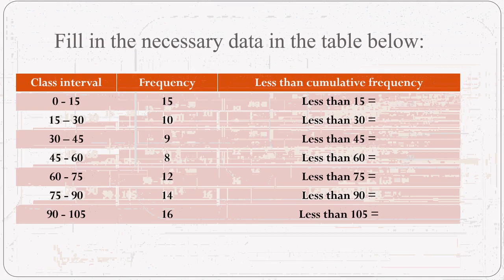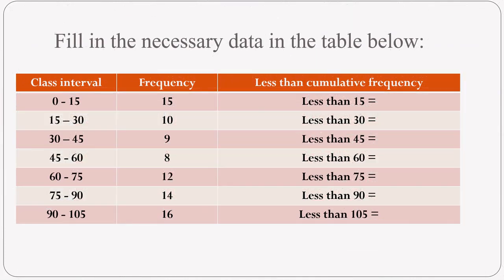Now, this is a simple same problem. Now we are going to do class interval, frequency is given. The first frequency is 15, right? So 15 plus 10, 25. 25 plus 9, 34. 34 plus 8, 42. 42 plus 12, 54. 54 plus 14, 68. 68 plus 16, 84. It's very simple and very easy to calculate. So I hope this example is clear to understand.